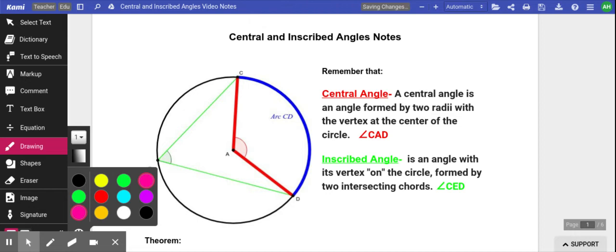Hi guys. Today we're going to look at central and inscribed angles. Just a reminder, a central angle is this angle here that's in the center of the circle. So a central angle is in the center of the circle. Then an inscribed angle, the vertex of the angle is actually on the circle. So central angle is in the center, inscribed angle is on the circle.